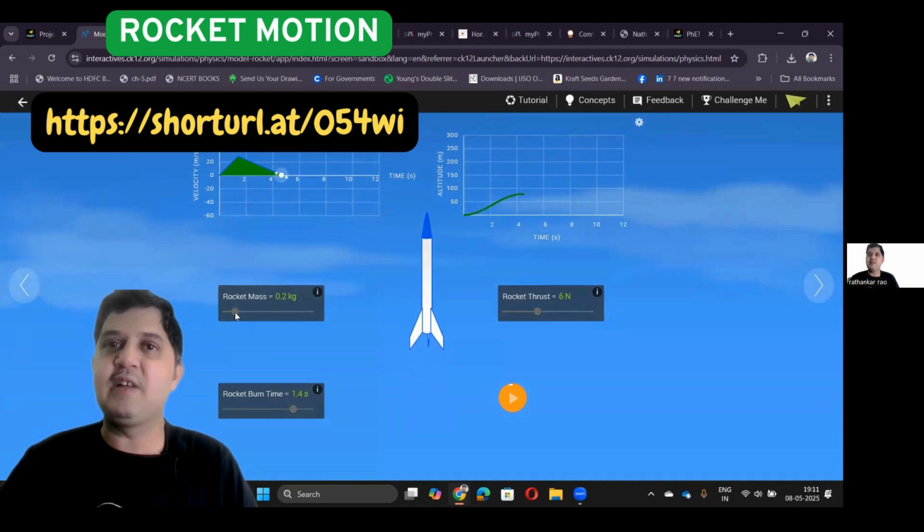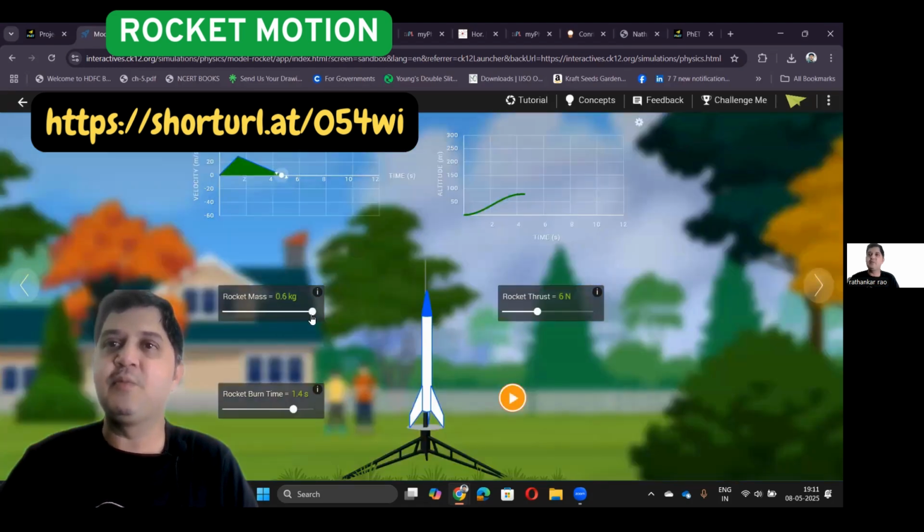Maybe I can change it to a higher mass. I'll make it 0.6 kg and the rocket thrust very low, 4 Newton, and see what happens. So what is the dynamics behind it? What is thrust, and why does it happen? If the mass is very high and the thrust is very low, why doesn't the rocket go upwards?